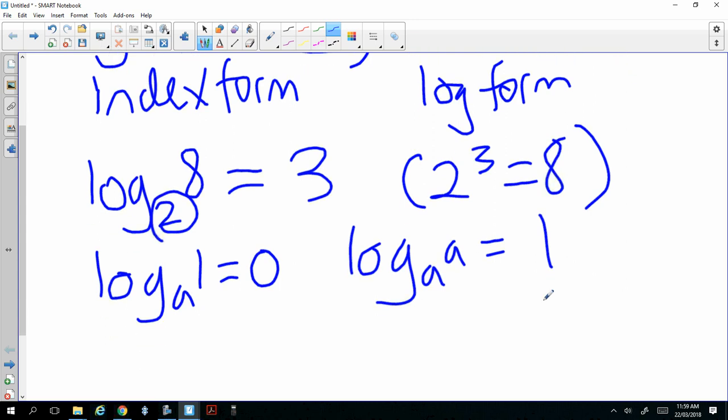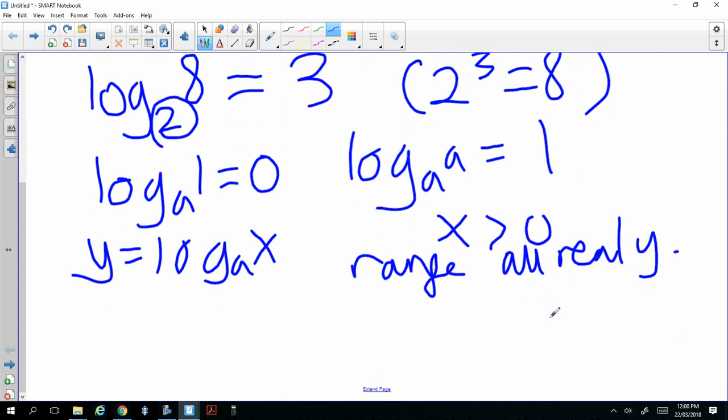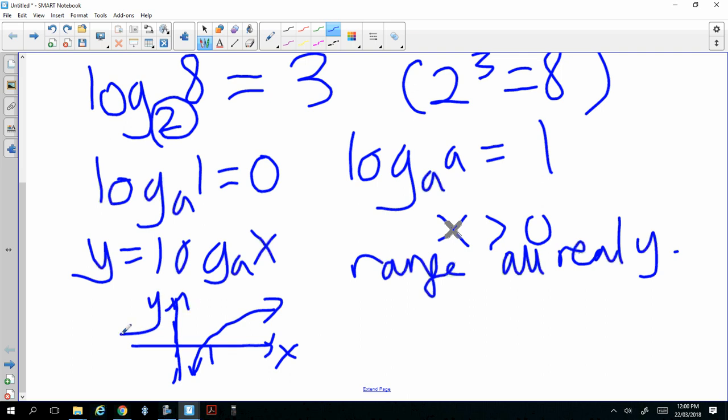And we also learned about the domain and range of log x. The domain will be x positive. The range will be all real y. We also did the graph of a log. It looks like this. That's a log, it has a vertical asymptote, and it crosses the x-axis at 1. That's what we did last lesson.